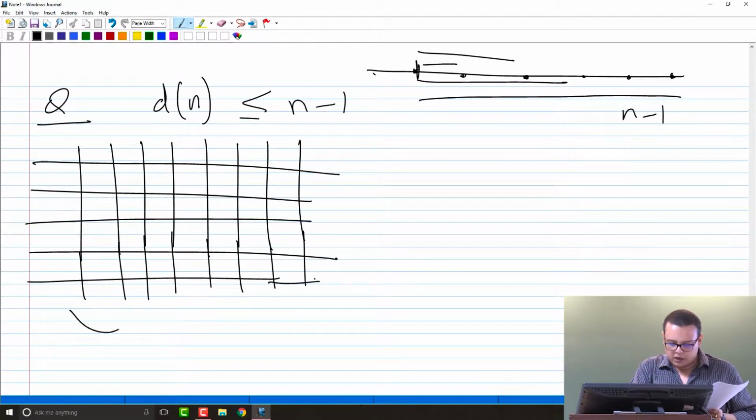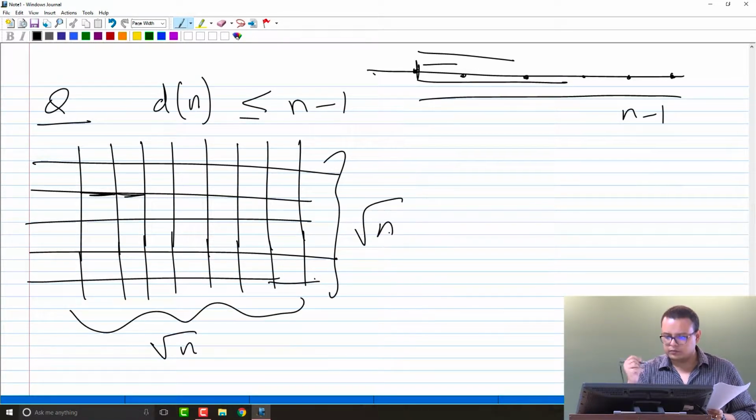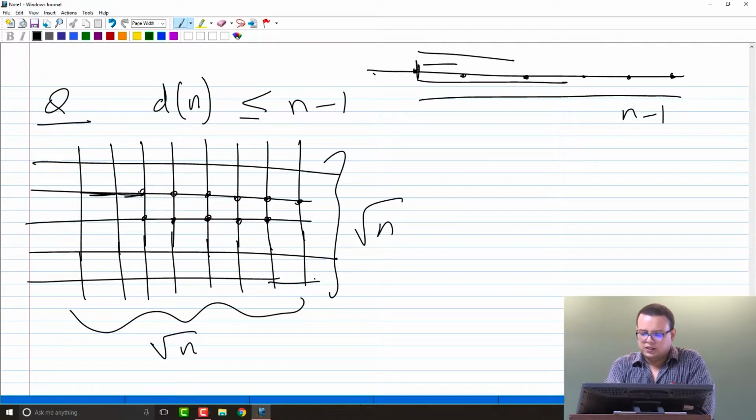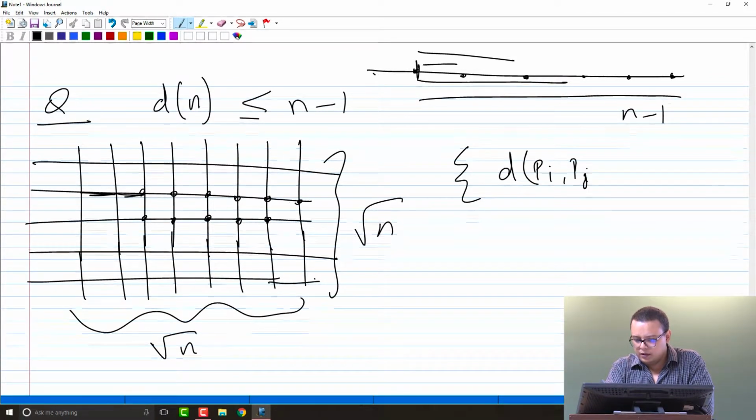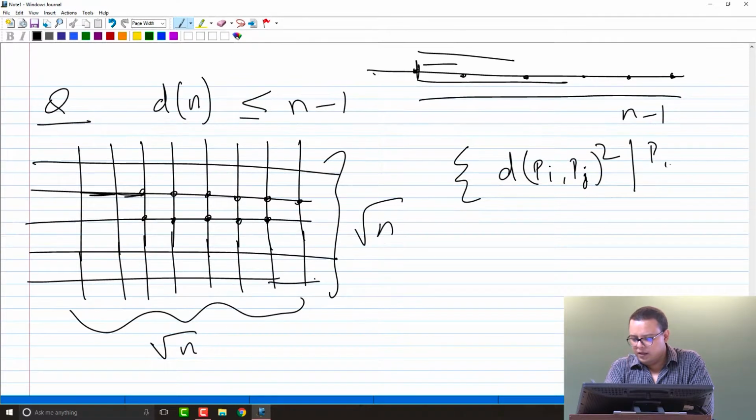So he took a unit length grid, which is square root n cross square root n, and he got these points. How many points do you have? N points. So we are in good shape now. And he now computed the set of distances, d of pi pj squared, where pi, pj belong to this set S.